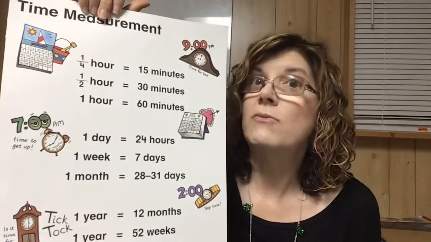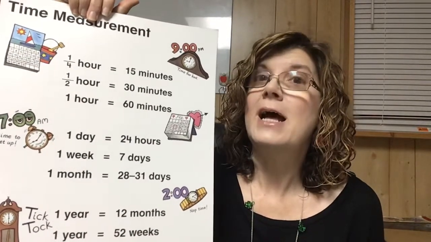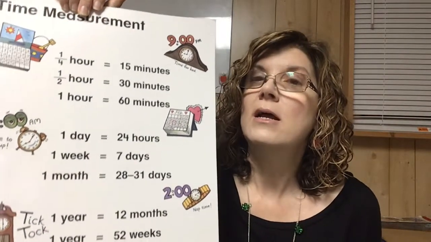All right, 1 month equals 28 to 31 days. All right, the only one that has 28 is February, except in leap year when it has 29. All the rest have 30 or 31. All right, you won't need to know this for the test, but I'm going to give you a little secret.